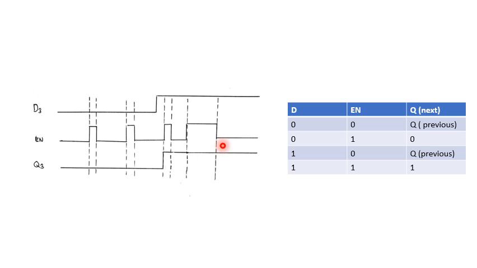So here the En is equal to 0 and the D is equal to 1. So the answer will continue from the previous one, which is 1.